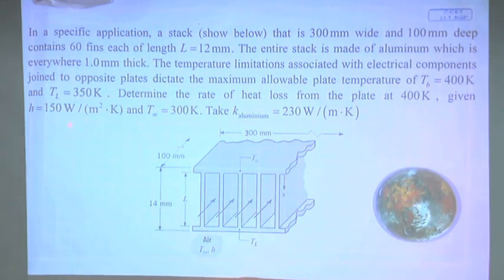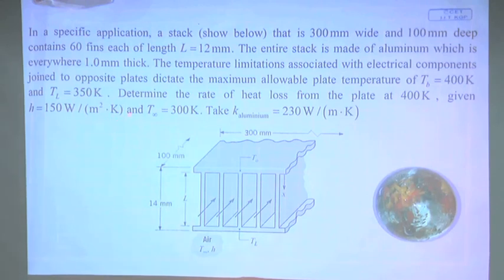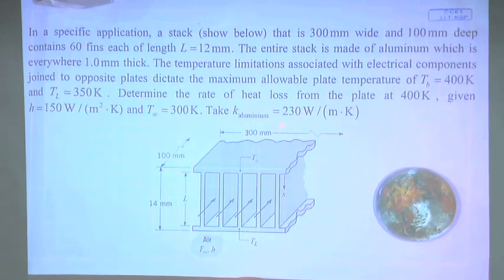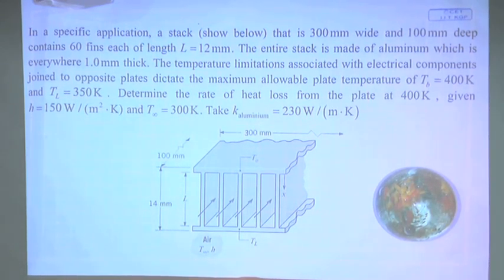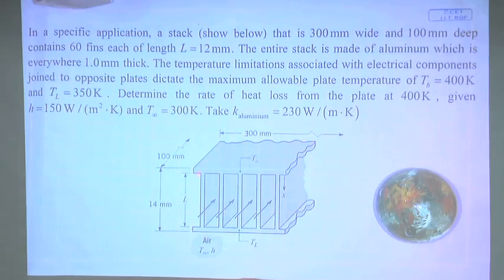What are the values given? h is 150 watt per meter square K. T infinity is 300K. These are the values given. Aluminium thermal conductivity, that means the material thermal conductivity, is 230 watt per meter K. This is precisely the problem. So we have to find out the heat transfer from the plate.